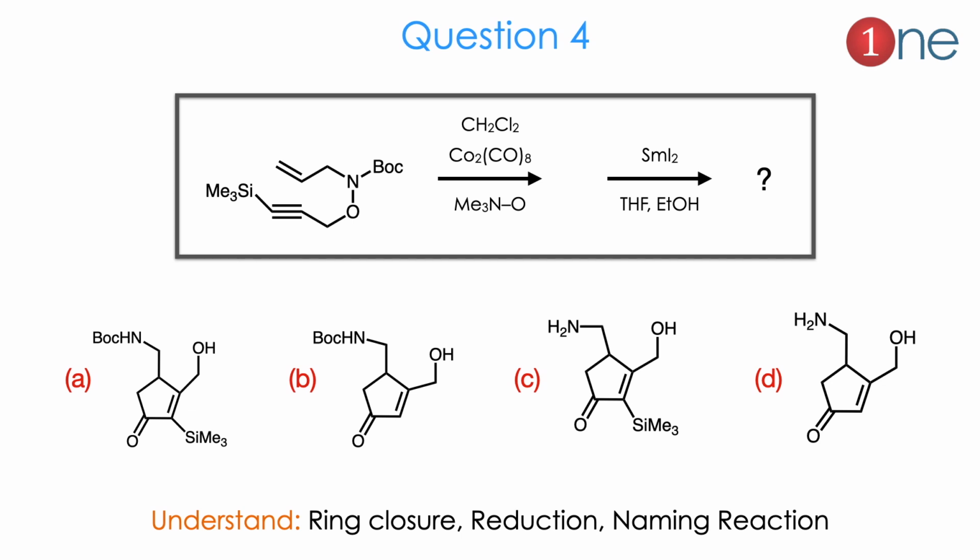The starting material is an alkene and an alkyne with a trimethylsilyl group. Here the nitrogen group is protected with Boc and it is attached to oxygen. The reagents are cobalt carbonyl and methoxy nitroxide, with dichloromethane as a solvent. The next step is samarium iodide and ethyl alcohol. Here ring closure definitely occurs. The choices all show that ring closure occurs, but the position of OH and the position of SiMe3 are in question. So you have to guess the product and what happened to nitrogen. If you look closely, there is a ring closure and a reduction of double bonds, and a named reaction is involved.